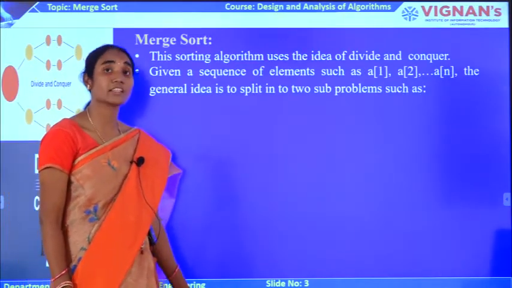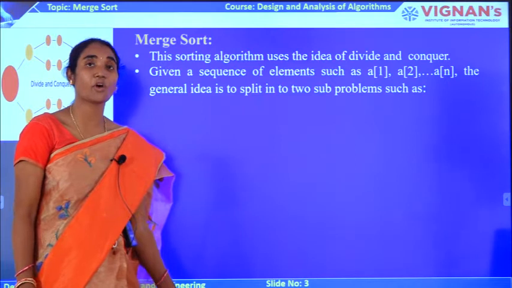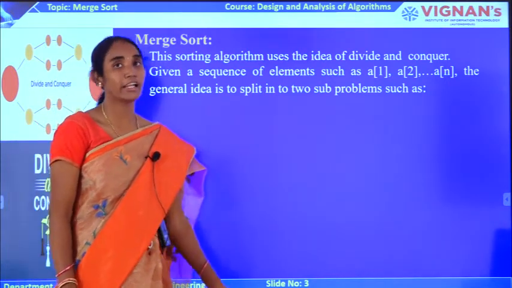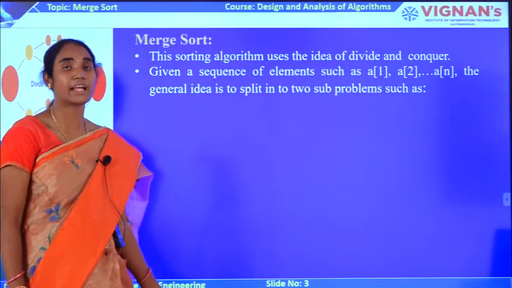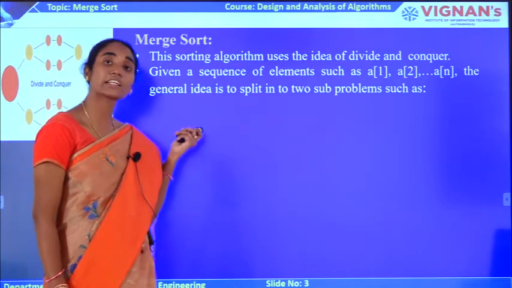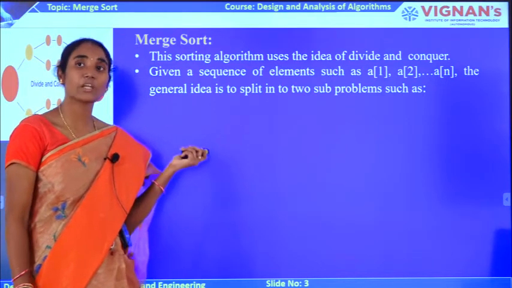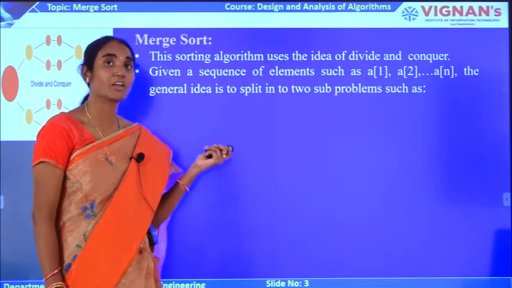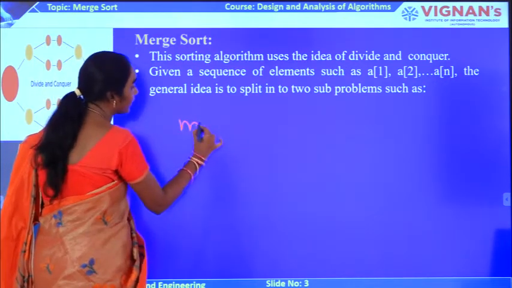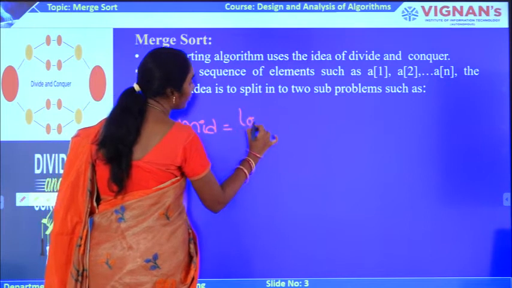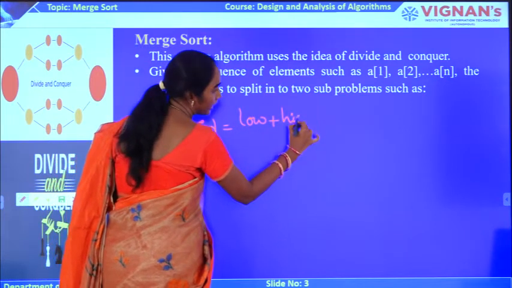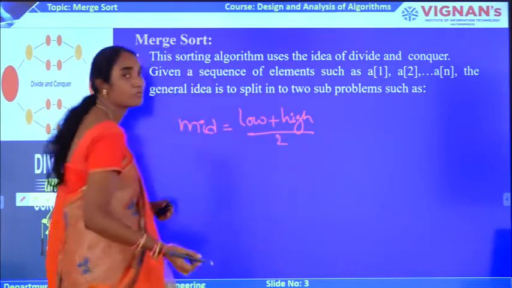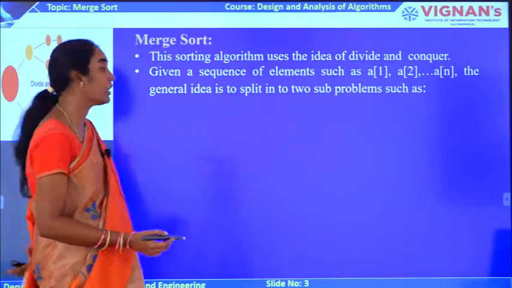Now let us consider the given set of elements from A of 1 to A of n, where A is the array used for storing the list of elements, 1 is the starting index and n is the ending index, because there are n elements. Initially I need to divide this list into two sublists based on the mid position. The mid value can be calculated by taking the average of low and high, where low is the starting index and high is the ending index in a list. So mid is low plus high by 2. Based on this mid position, I need to divide the given list.